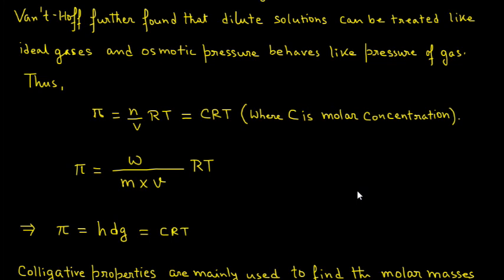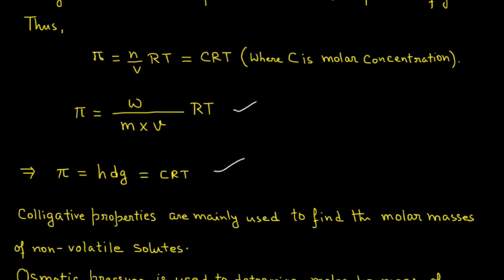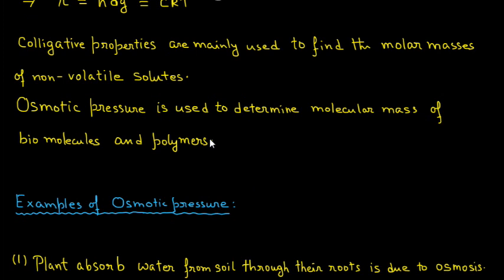Van't Hoff further found that dilute solution can be treated like an ideal gas, and osmotic pressure behaves like a pressure of the gas. So pi is equal to n upon V RT, that is CRT, C is the molar concentration. So pi is equal to w by M multiplied by V RT, and pi is equal to w by MV multiplied by RT. So pi is equal to hdg is equal to CRT. So colligative properties are mainly used to find the molar mass of non-volatile solute. Osmotic pressure is used to determine the molecular mass of biomolecules and polymers.